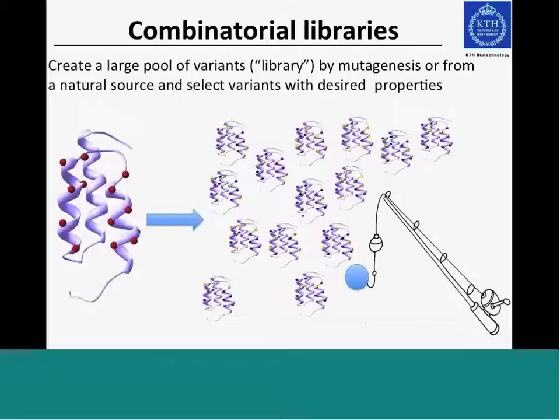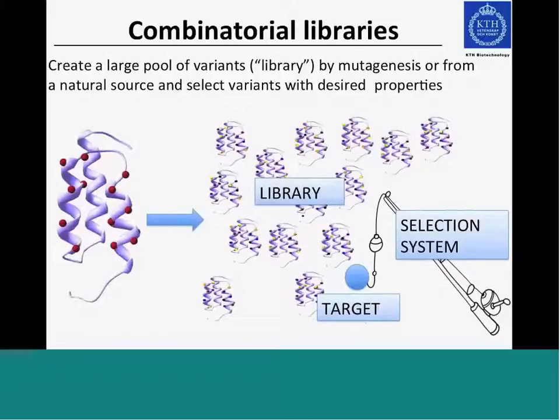And in most cases, this is binding to a target protein. So the target protein is illustrated by this thing on the hook. And then you need some system to select the binders from the background of non-binders. So the parts in the system are the library, the target protein, and some kind of system to select the molecules you desire from the pool of many different variants.